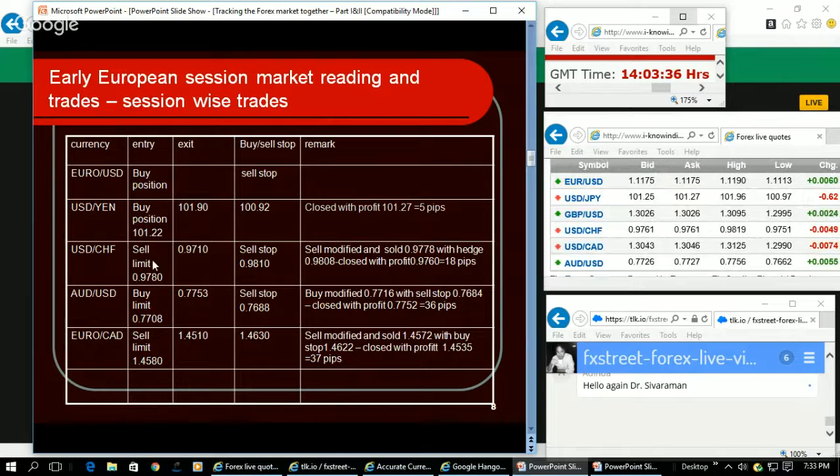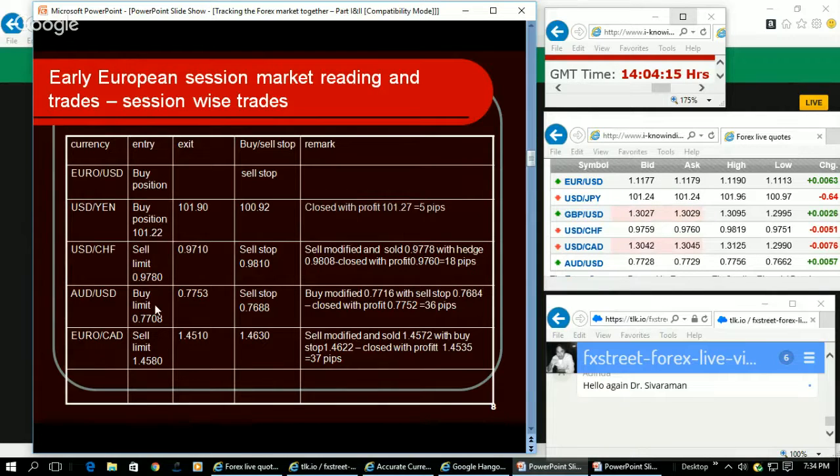Now in the case of CHF, I was explaining to you that they are just holding the market below the initial low they set for more than 2 hours, so they are likely to drop. So I modified the sell from 97.80 to 97.78. And then when they made the drop to 97.60 or 58, I booked the profit around 97.60. Yeah, 18 pips profit was booked, but that was not a very significant drop.